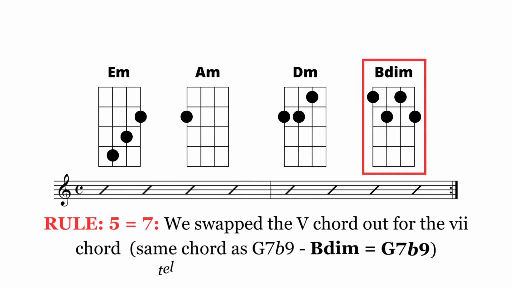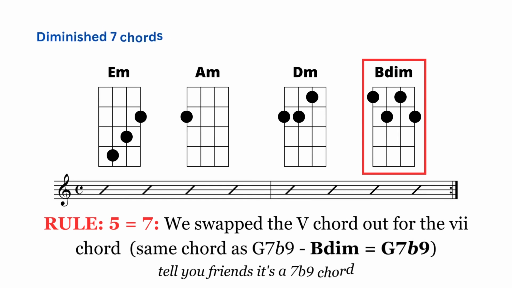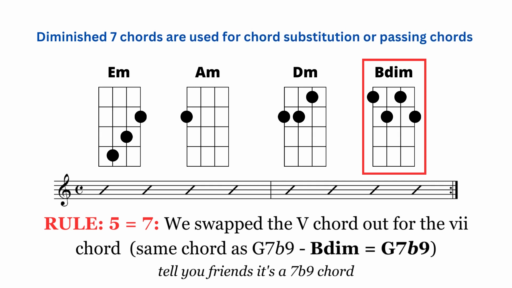Now, the 7 chord is a diminished chord. This is actually a diminished 7 chord. A lot of times we just write that as a diminished chord, or we may just say diminished chord when we use diminished 7 chord. But the diminished 7 is what we use for chord substitution, and when we use diminished chords as passing chords. It's interesting to note this is the exact same chord as a G7 flat 9 chord, the B diminished.